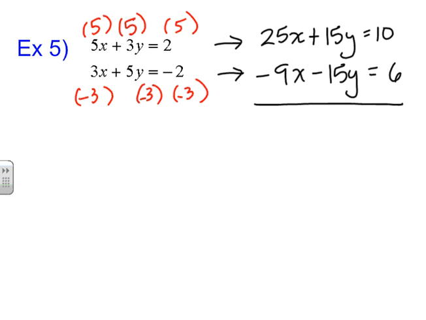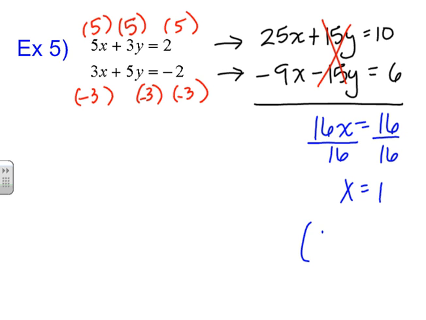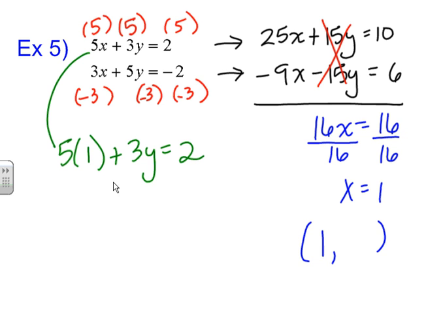So when we get rid of that, we know that the y's are now gone. 25 minus 9 is 16. X equals 10 and 6 is 16. We're going to divide both sides by 16. And here we have x equals 1. We're going to take this 1 and we're going to plug it into either of these. I'm going to take the top one. 5 times 1 plus 3y equals 2.